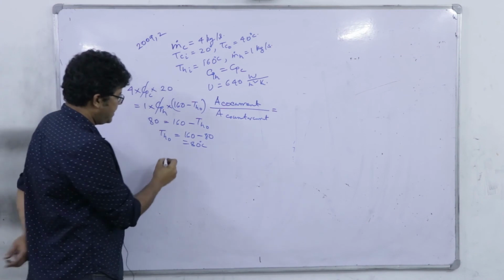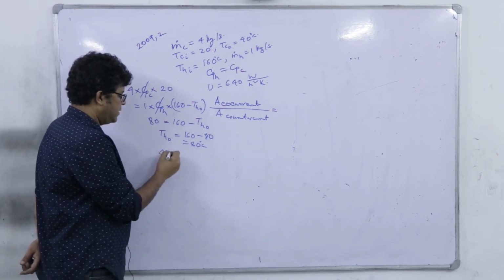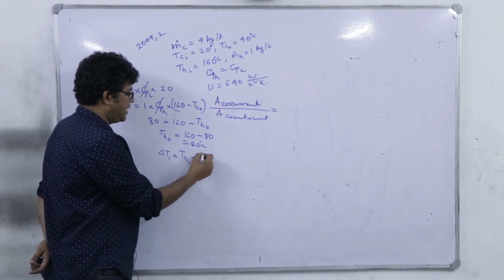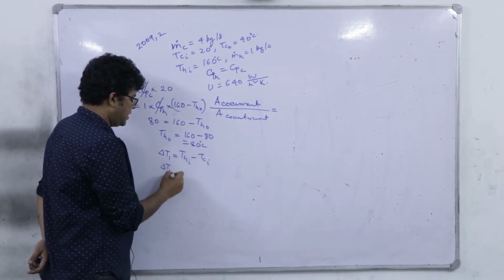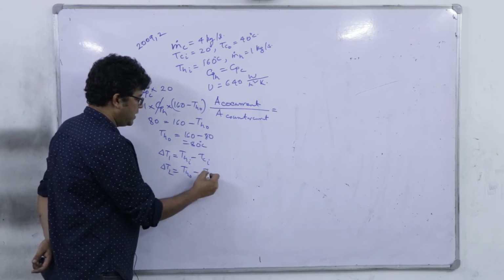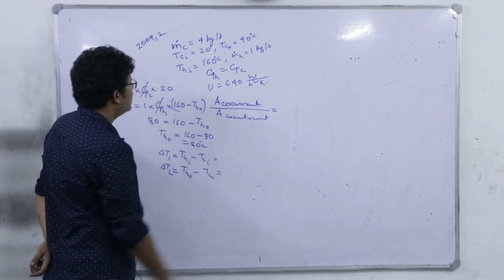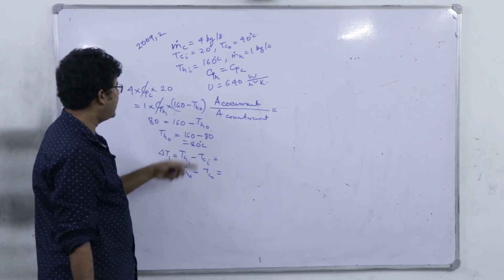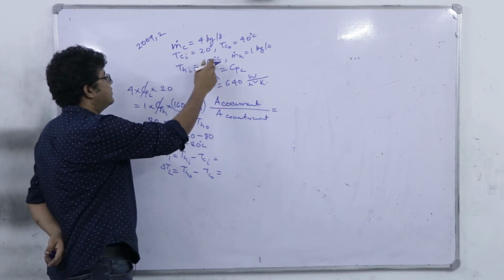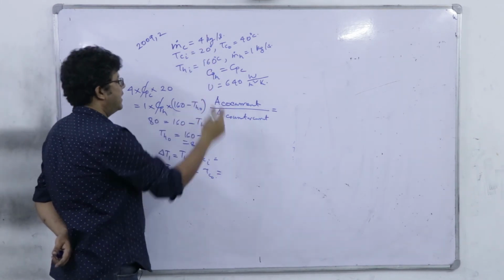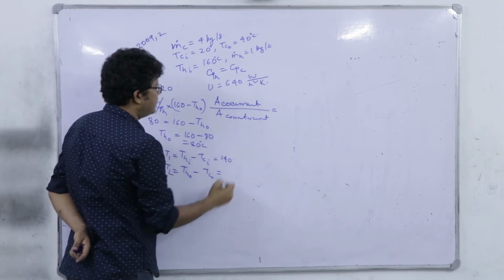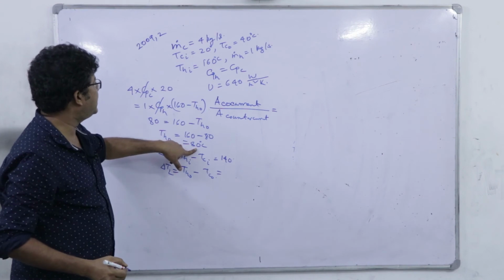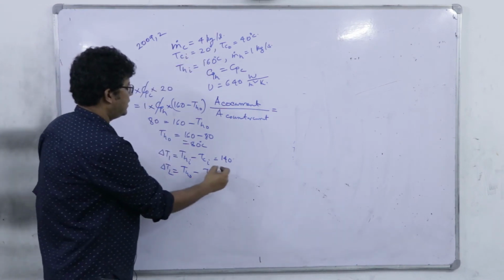So, now if it is co-current, delta T1 is equal to THI minus TCI, delta T2 is equal to THO minus TCO, right. So, you see that THI minus TCI, THI is 160, TCI 20, so 140, right, and THO we have solved 80, TCO 40, that is 40.